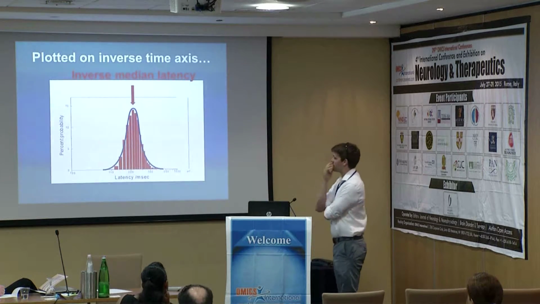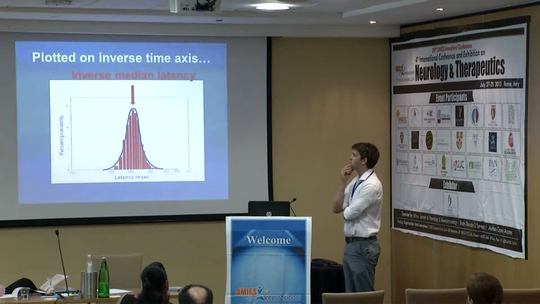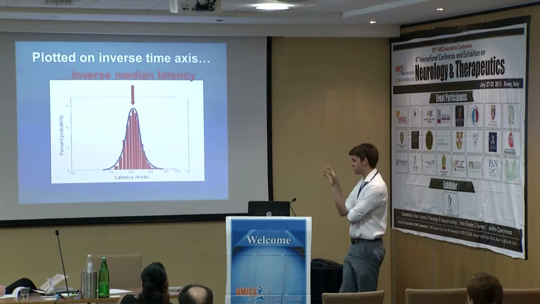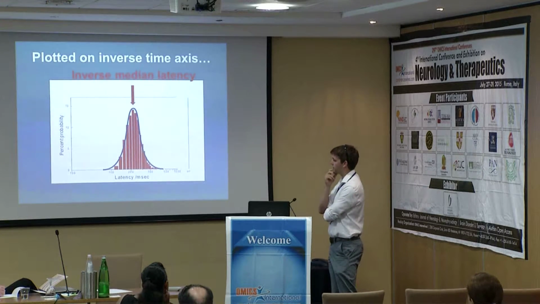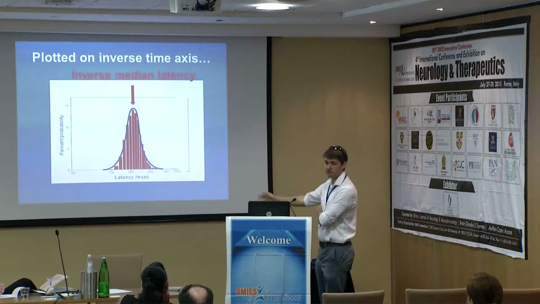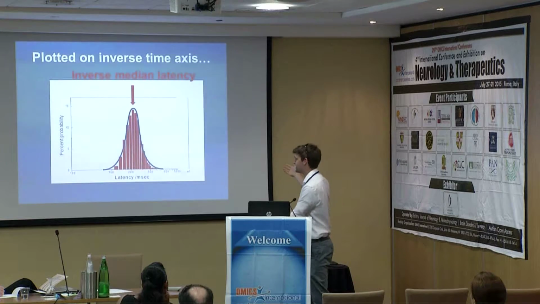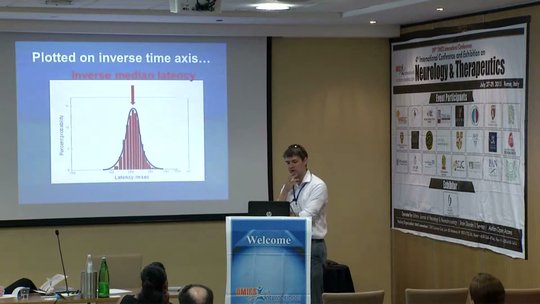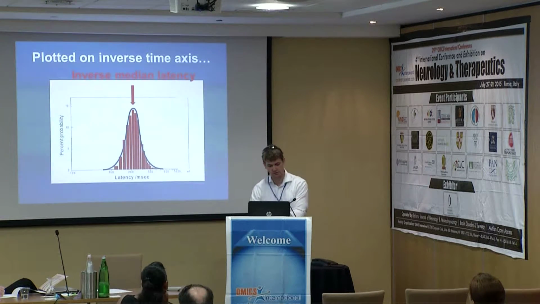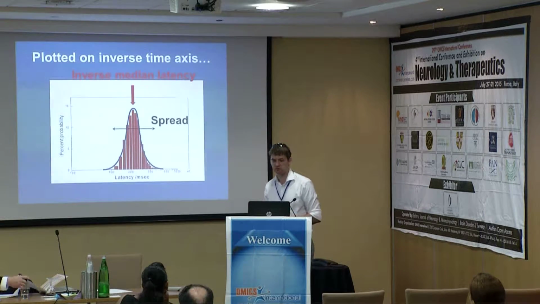Once we have that idea set in our heads, then we can start to look at a couple of different features to look at the distribution of the saccades. First thing we look at is the median of this distribution, the inverse median latency, something I'll be talking about when we come on to looking at hepatic encephalopathy in our recent work. And we also look at the spread of the distribution as well.